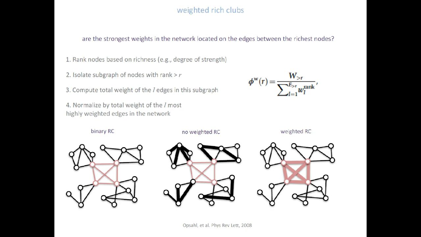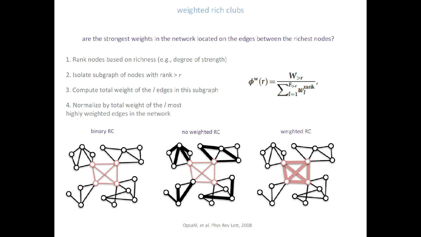Say that I've cut the subgraph and I find a set of nodes that have a rank greater than R. Say there's L edges in this subgraph. I look at the total weight of those L edges. Then I rank all the weights in the network and I take the L most strongly weighted and I look at the total weight of that. And that's what I use to normalize. So here's the definition. We've got the total weight of the subgraph with a rank greater than R. And here we've ranked our weights across the entire network from strongest to weakest, and I take the top L, strongest, and that's what I normalize by.